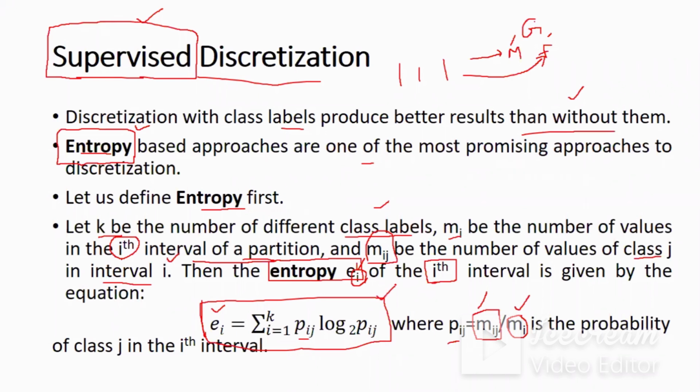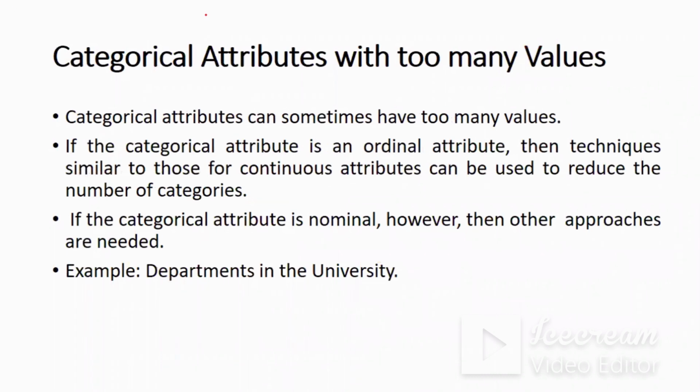So what we want is the entropy to be low. If entropy is zero, perfect. The higher the entropy, the higher the randomness, and we don't want that to happen. So we want the entropy to be very low. This is the way in which supervised discretization of continuous values is going to be done. So this is about supervised discretization.